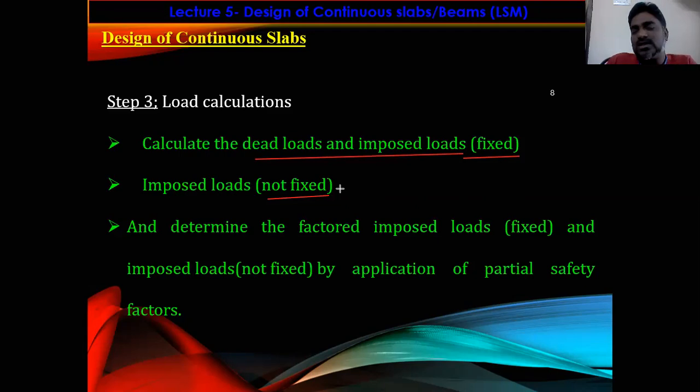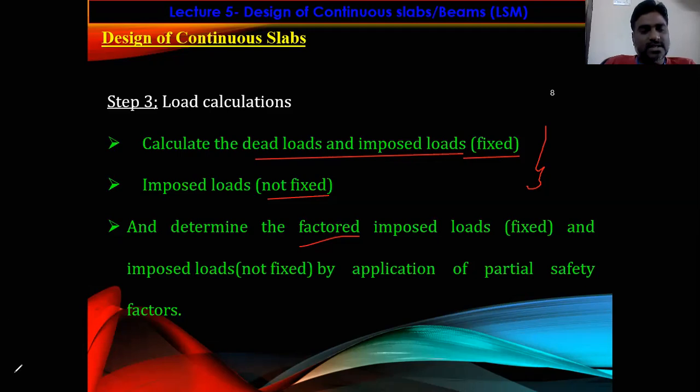Imposed loads are generally live loads. That means sometime may present, sometime may absent, right? And that should be calculated, and based upon these values, you need to determine the factored loads, right? By application of the partial safety factor for live loads and dead loads. So as per IS 456 2000, the partial safety factor for live loads and dead loads is 1.5, right? So apply those partial safety factors and determine the factored loads.